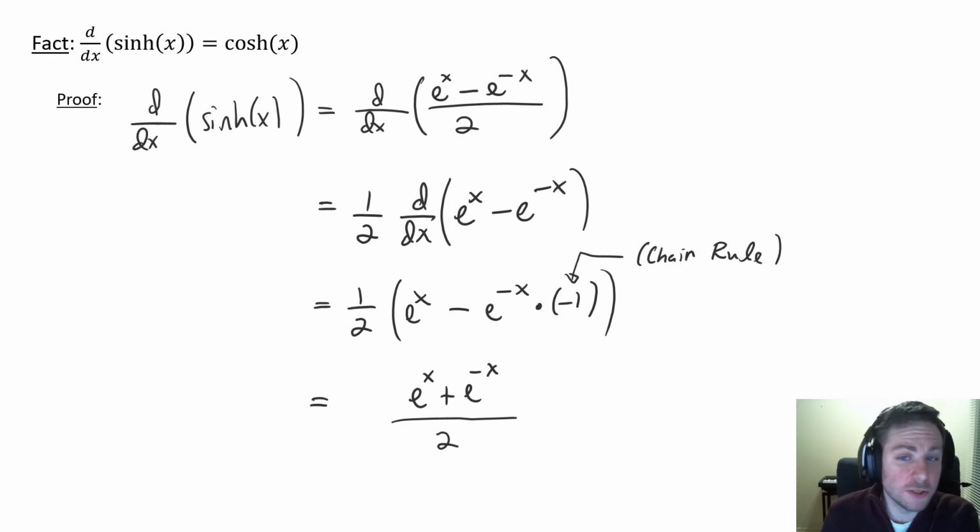So what you see now should look very familiar because, after all, it's literally the definition of cosh of x according to the previous video. So this completes our proof.